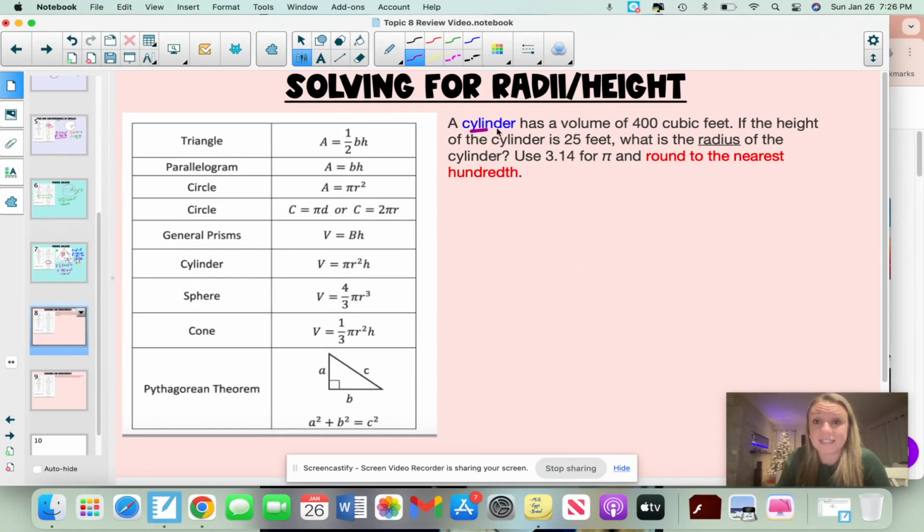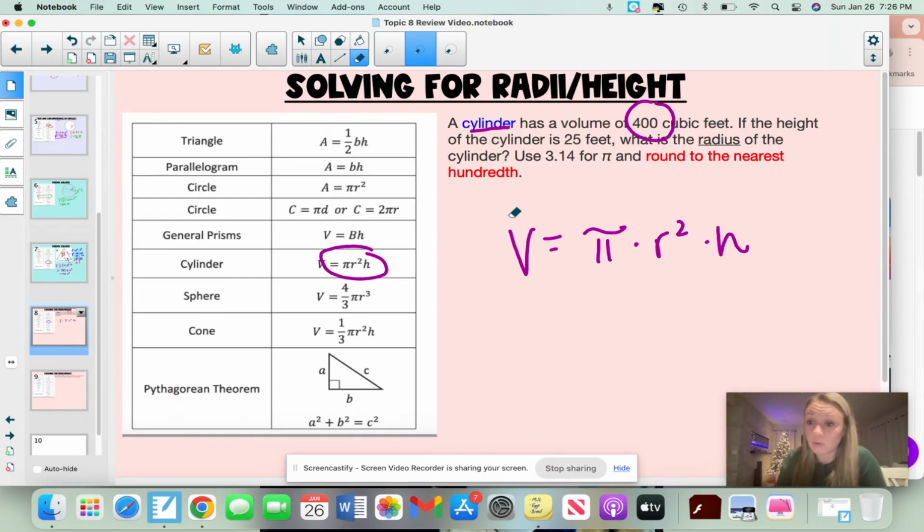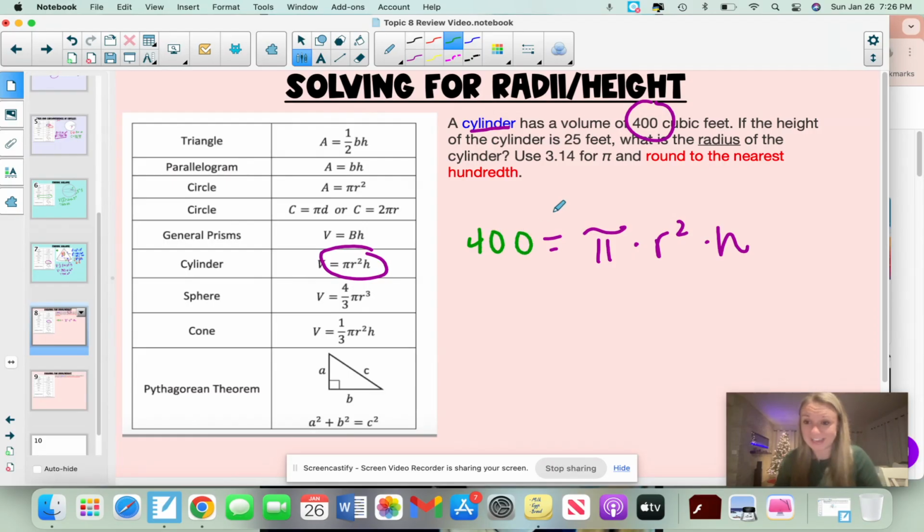So the problem says a cylinder. Okay, right there. You stop yourself and you write out the formula for a cylinder. Pi r squared h. Okay, we got the formula. Has a volume of 400 cubic feet. All right, so if I know the volume is 400, I can erase V and I can plug in 400. Okay, got that. It says if the height of the cylinder is 25 feet, so I'm going to erase H and I'm going to put in 25.